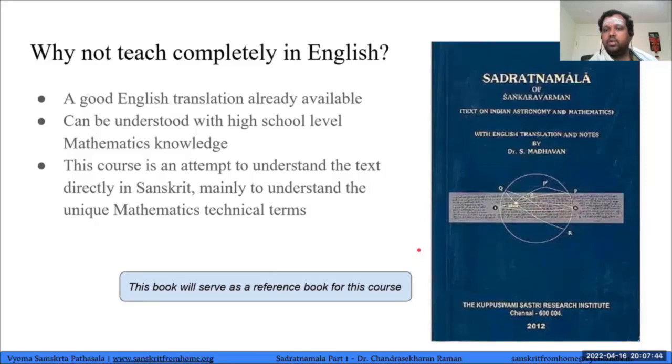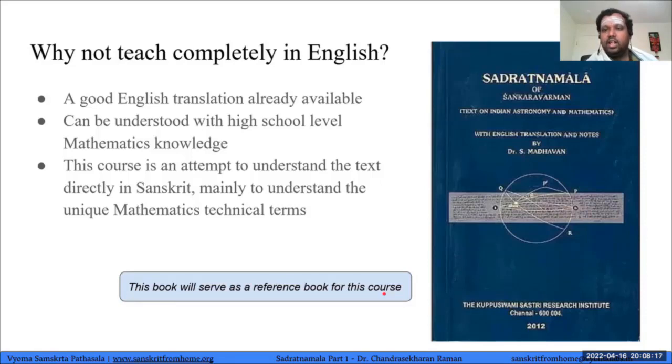This book was published in 2012, which is only 10 years back. A word or two about this institute: they are into a very noble mission of converting manuscripts and bringing them to publication. So it's our duty also to support this organization. Even if you just buy this book, it will support that organization. That's why I highly recommend buying this book. It will be a reference book for this course, but it's not compulsory to buy it.